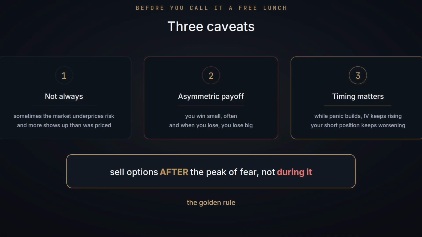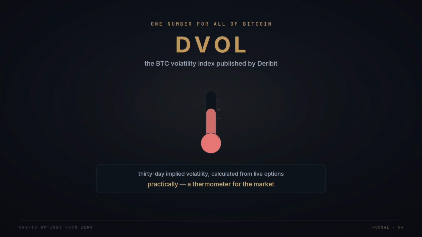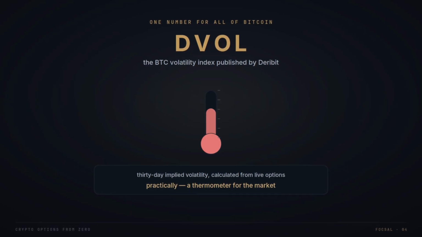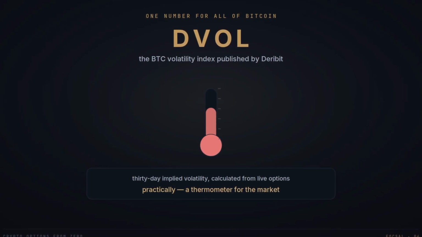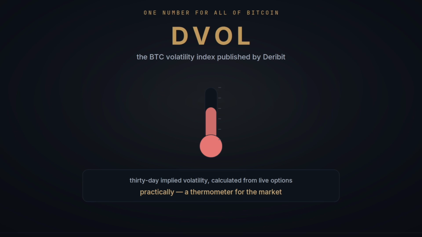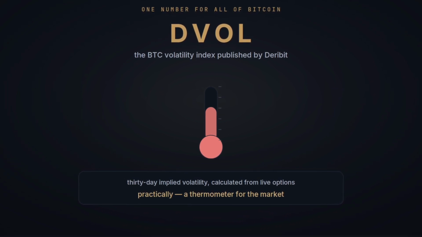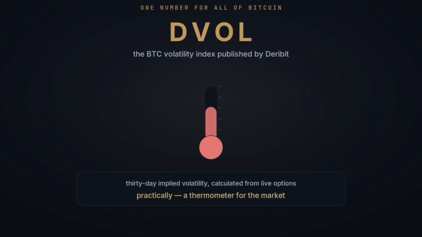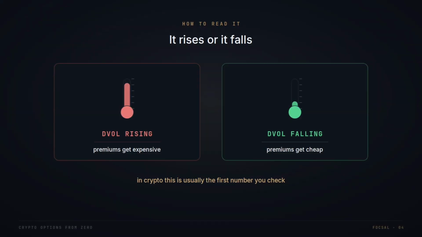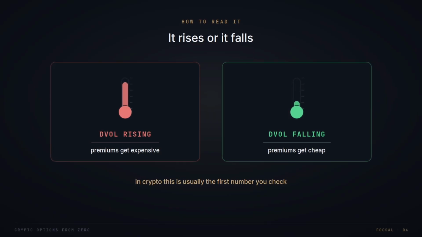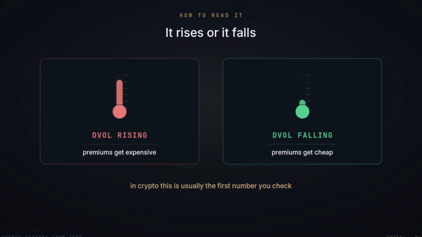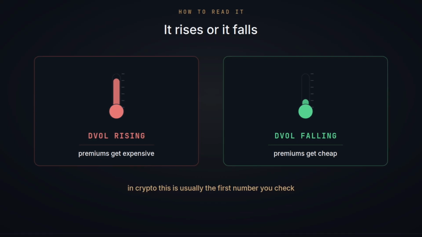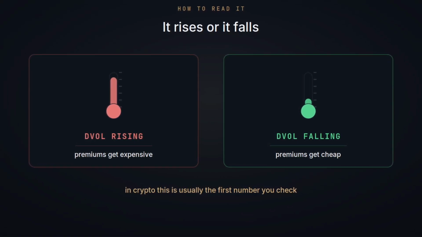So you know IV is a forecast. But where do you get a single number for all of Bitcoin? That's what DVOL is for. It's a volatility index for BTC published by the exchange Deribit, the equivalent of the VIX, if you know that one from equities. Technically, it's 30-day implied volatility, calculated from live Bitcoin options. Practically, it's a thermometer. DVOL rising, premiums get more expensive, the market is scared or expecting a move. DVOL falling, premiums get cheaper, things are settling down. In crypto, this is usually the first number you check before you even start thinking about a strategy.